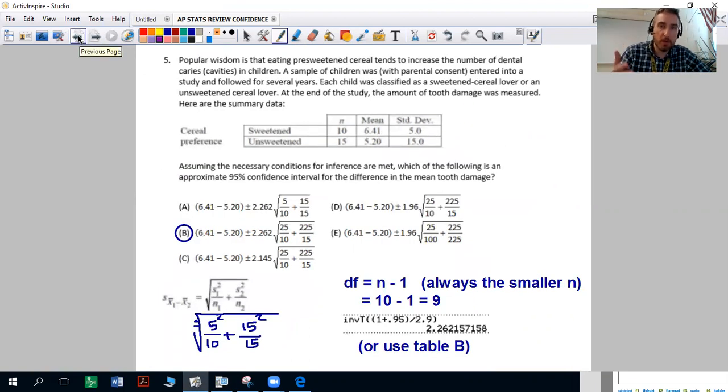So again, you can use table B or you can use the calculator and make sure you use the conservative estimate.